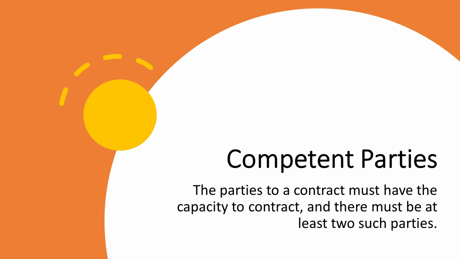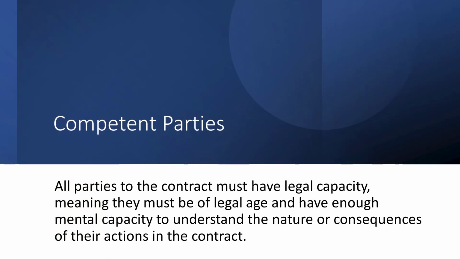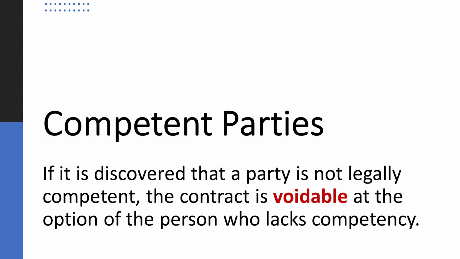The parties to a contract must have the capacity to contract, and there must be at least 2 such parties. All the parties to the purchase agreement must have legal capacity, meaning they must be of legal age and have enough mental capacity to understand the nature or consequences of their action in the contract. In most states, 18 is the age of contractual capacity.